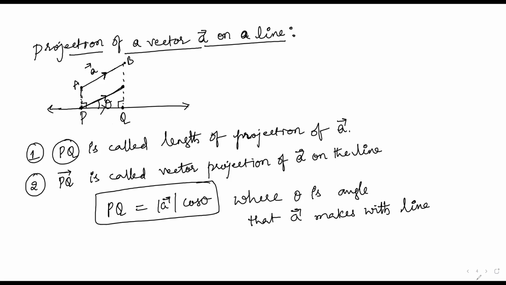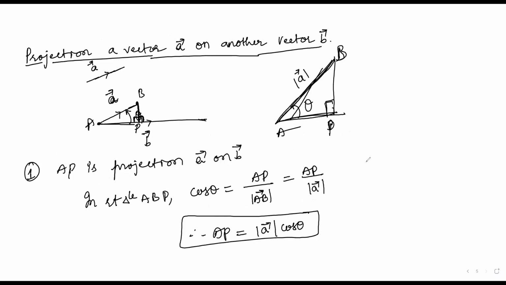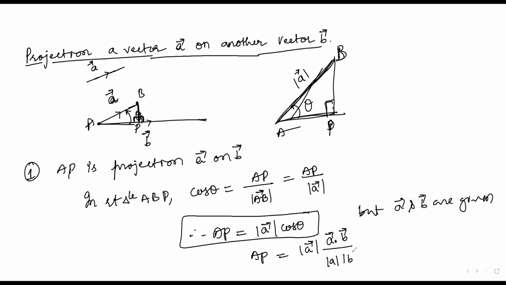To find the projection of A bar on the line, what do you need? The A bar vector should be given, and then the angle between the line and the vector is required. Now in this case, what is given? A bar and B bar are given. So AP equals mod A bar into cos theta. Cos theta is not given, but you can find it: cos theta is A dot B by mod A mod B. Got it or not? Mod A cancels. So A dot B by mod B is your formula.